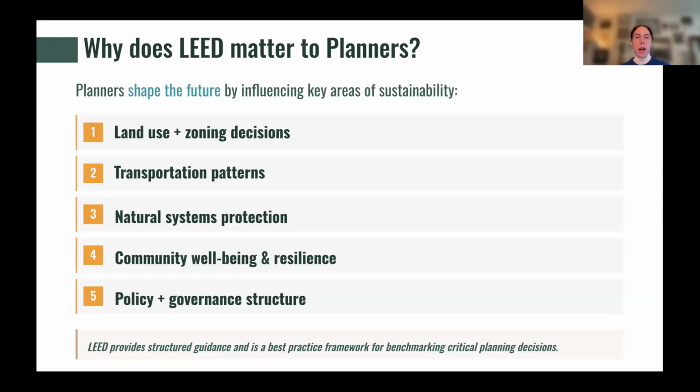So why does LEED matter to planners? Really, you all know and understand that planners shape the future, and you do so by influencing key areas of sustainability. So whether it's land use and zoning decisions, thinking about transportation and mobility, how people get around, how they get to your site, your development, natural systems protection, community well-being and resilience, and then of course policy and governance structure. So LEED as a framework provides structured guidance and really is a best practice framework for benchmarking your decisions around critical plans and development projects.